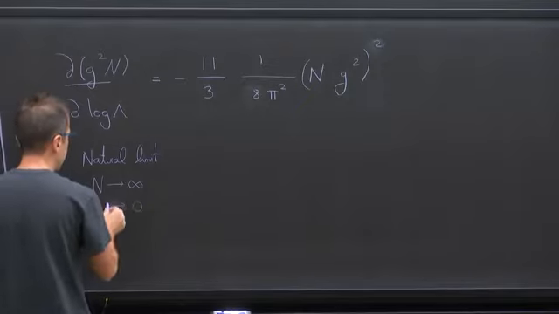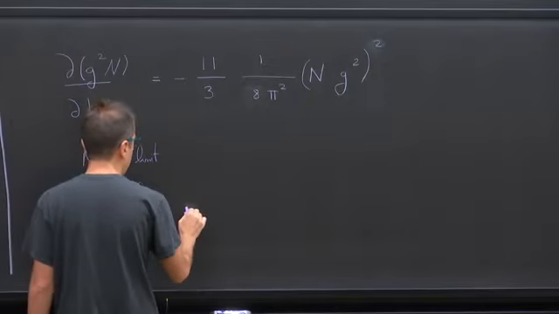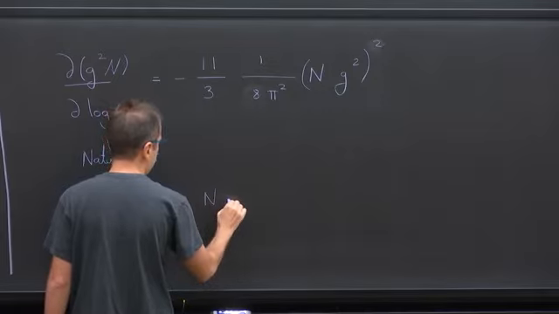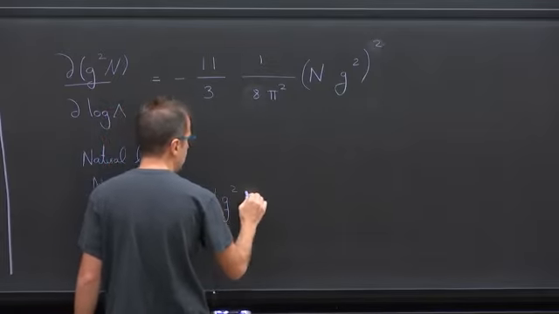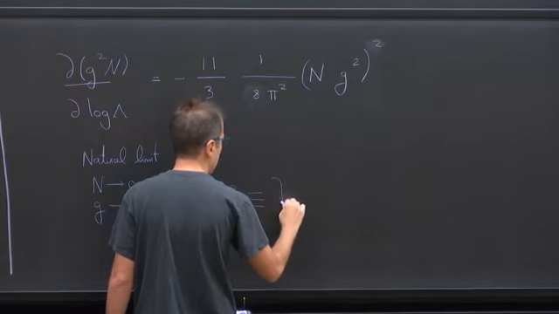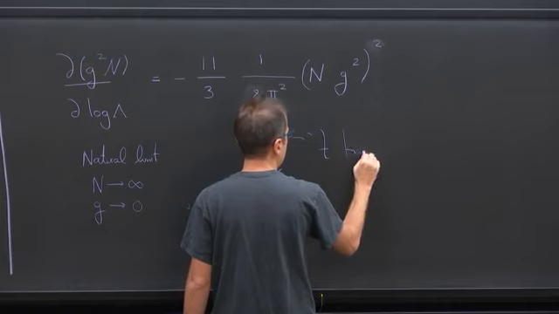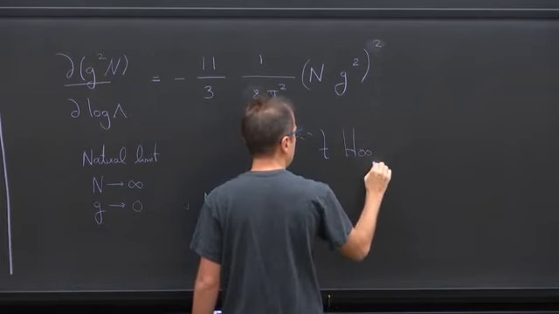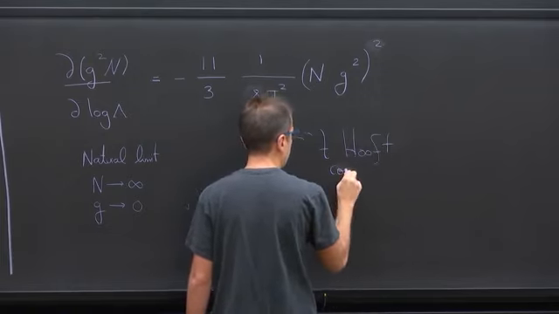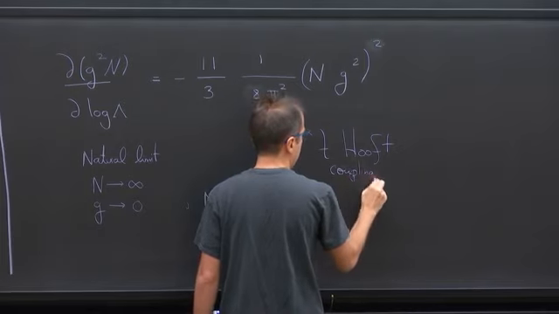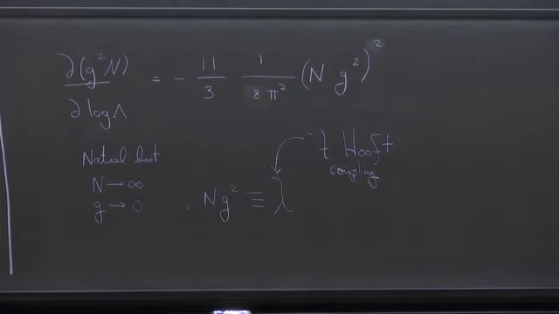And so the natural limit is n to infinity, g to 0, and n times g squared, which is usually called lambda. It's a new coupling, called the 't Hooft coupling, would be held fixed. If we start with this limit at some energy scale, and then we flow, we stay in this limit. So this would be a good limit to take large n in non-abelian gauge theory.